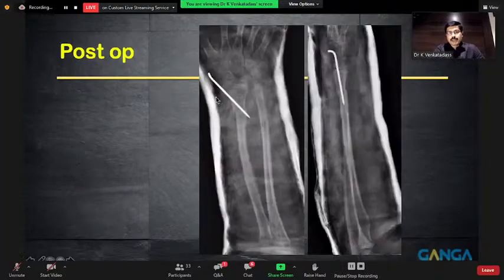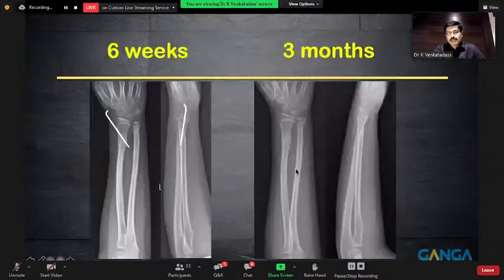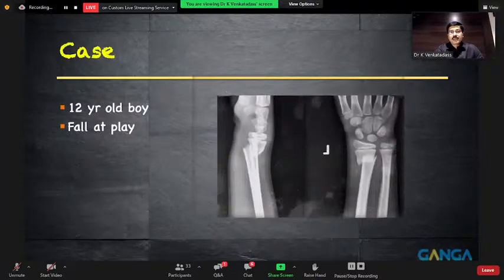It's an extraphyseal pin with a single pin. I just tend to put a single pin. You can also put one more pin from this direction, which is a cross pinning. And then we put an above elbow cast, which goes on to heal well in 6 weeks, and that's a 3 months follow-up. So this is a 12-year-old boy who had a fall at play.